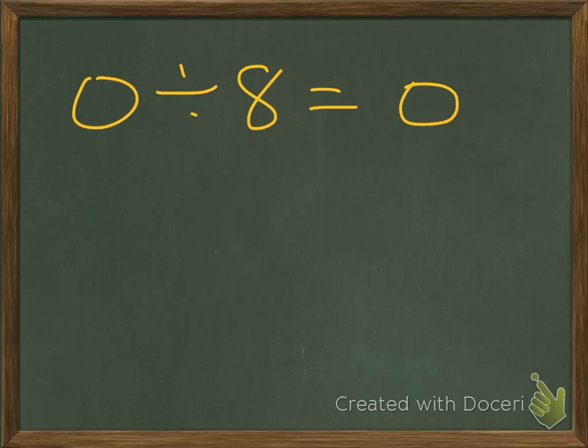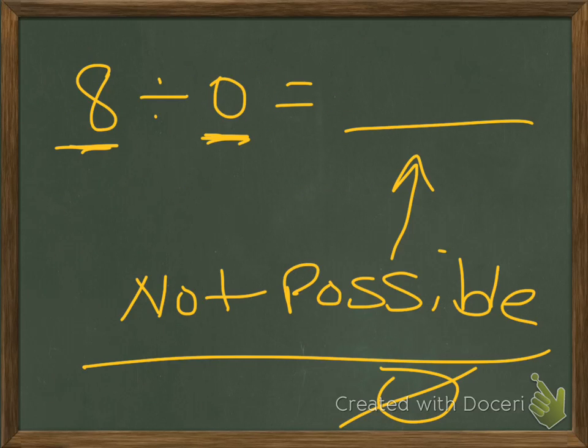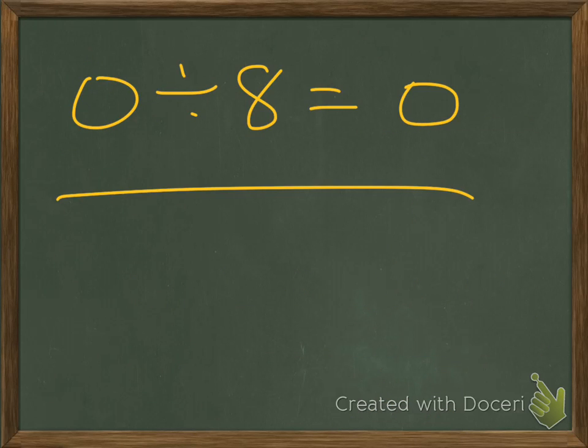Now let's do it the other way around. If I had 0 divided by 8, I have 0 things and I have 8 people. How much does each person get? 0. This does make sense, because each person can have nothing. That would be fine. So this is possible. It's 0. The one back here was not possible.